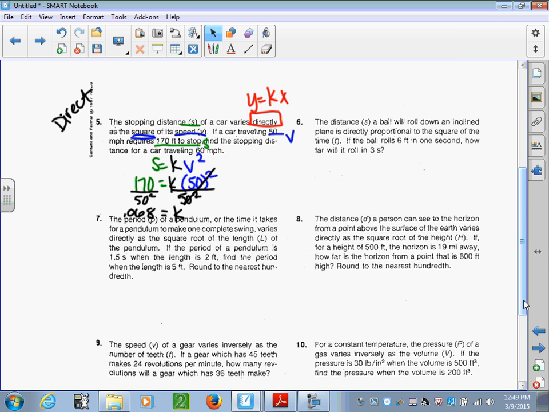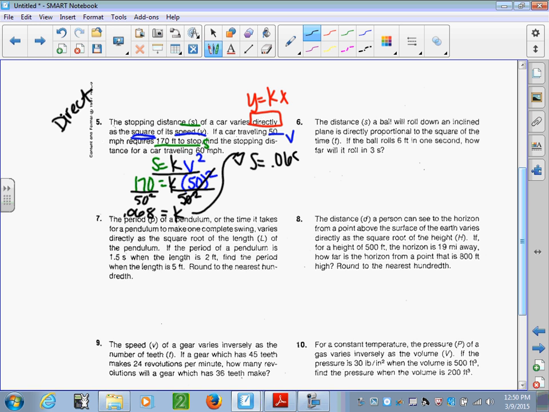So the next step is I'm going to plug it back into the original and use that to solve for whatever it's asking me to solve for. So I have S equals, notice I'm just rewriting this exact same equation we had in the beginning, except now I'm going to put in 0.068 for K.